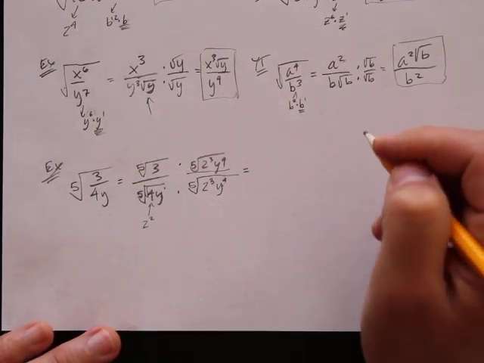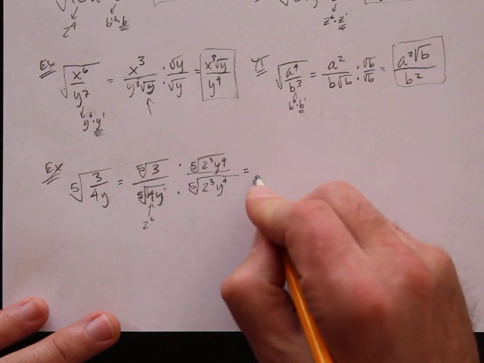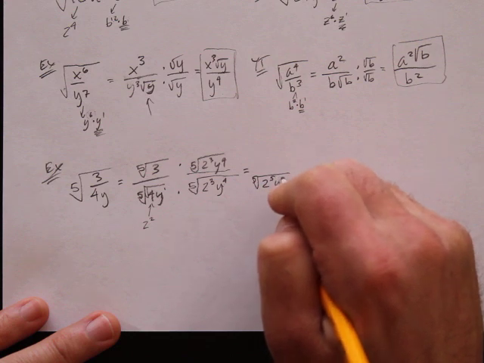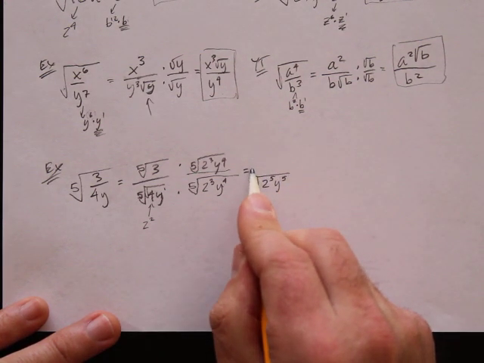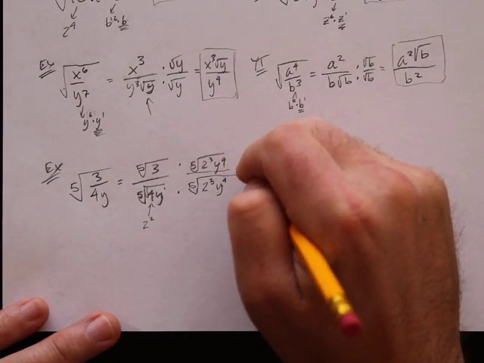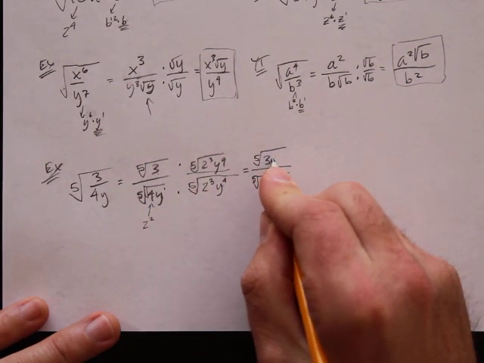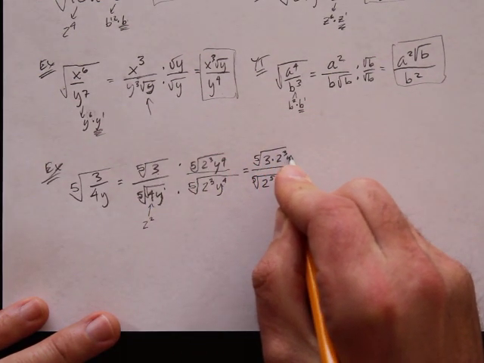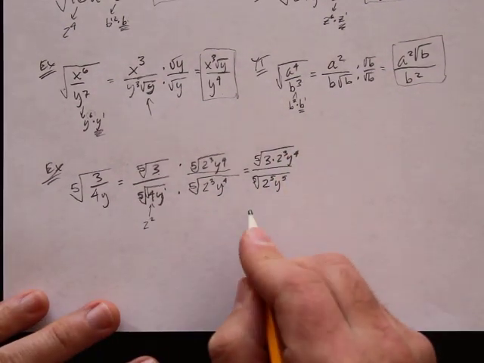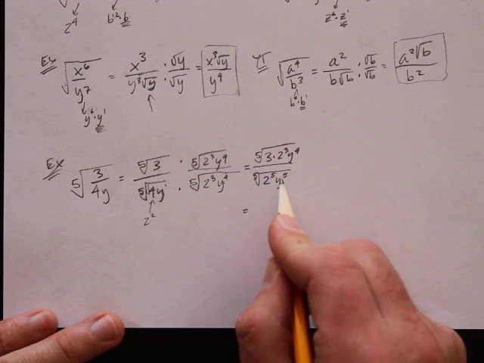Okay, now if I multiply these across here, I'm going to have the fifth root of 2 to the fifth times y to the fifth. And on the top, I'm going to have the fifth root of 3 times 2 to the third, y to the fourth. All right, now I'm almost done here. I did this step because I wanted you to see 2 to the fifth and y to the fifth.